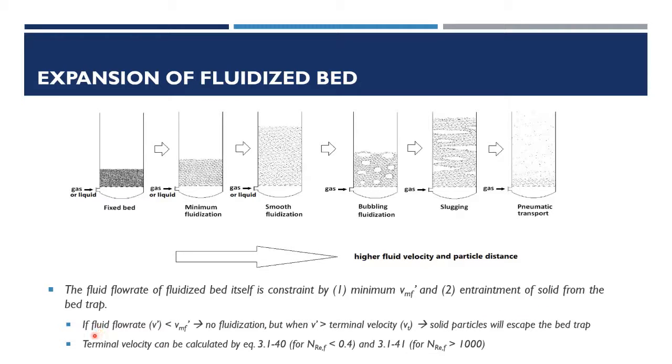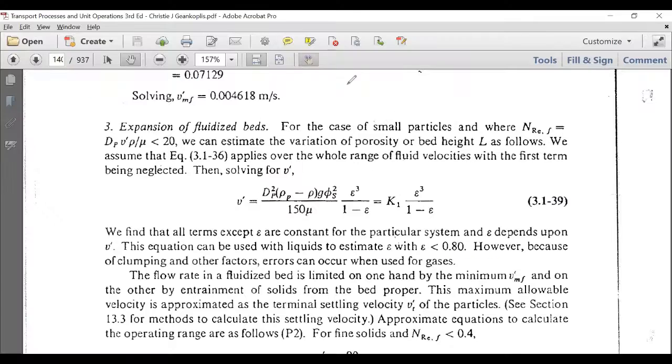Now the terminal velocity can be calculated by equation 3.140, and this equation is only valid if the Reynolds number for the fluidized bed is lower than 0.4. And you can use equation 3.141 if the Reynolds number for the fluidized bed is higher than 1,000. So I will go to the Janko, please.